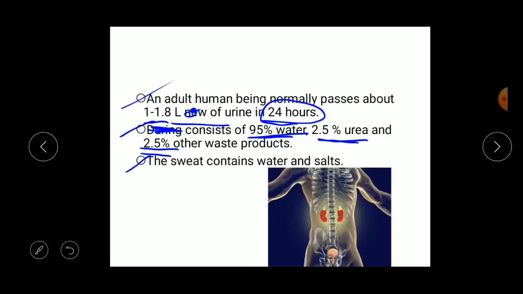Sweat contains water and salt. Children, especially in the summer season, we experience sweat, right? That sweat contains water and salt.